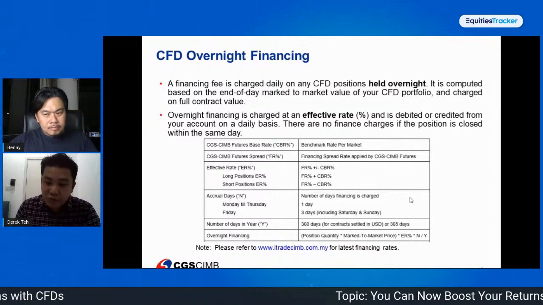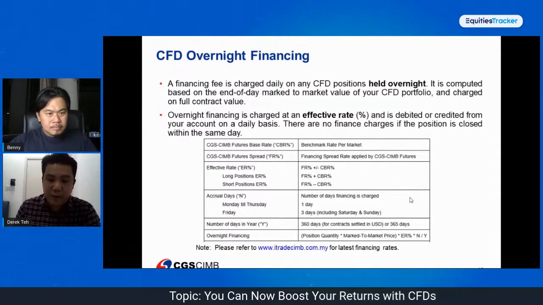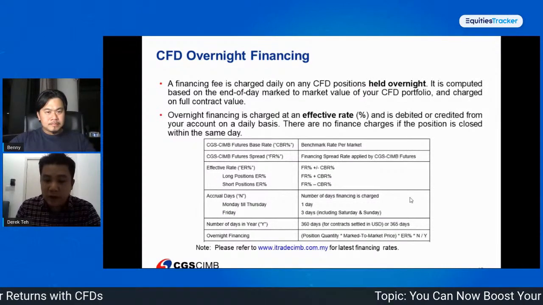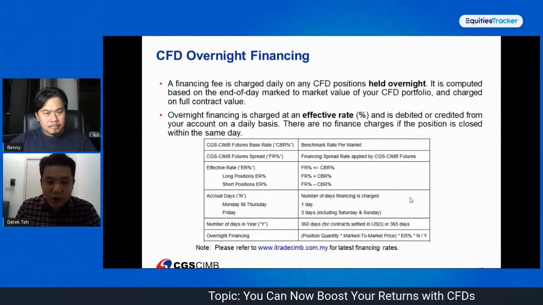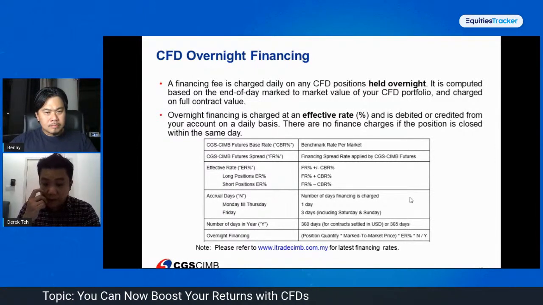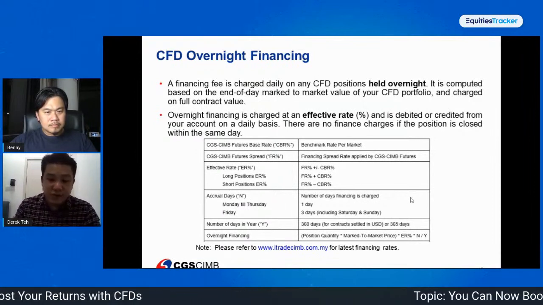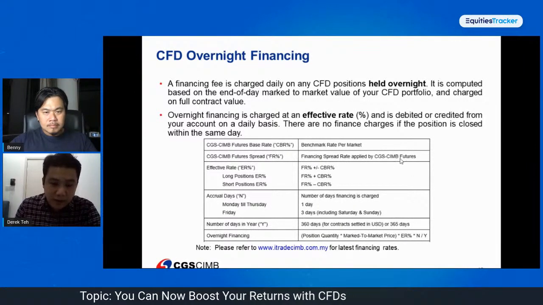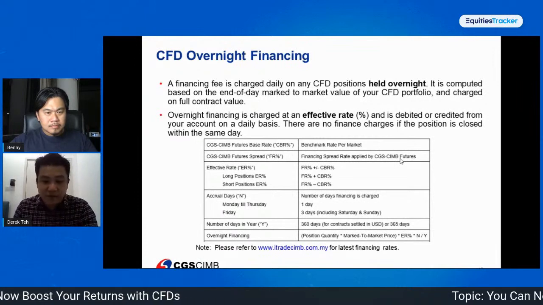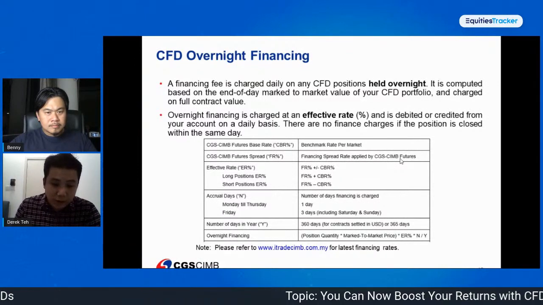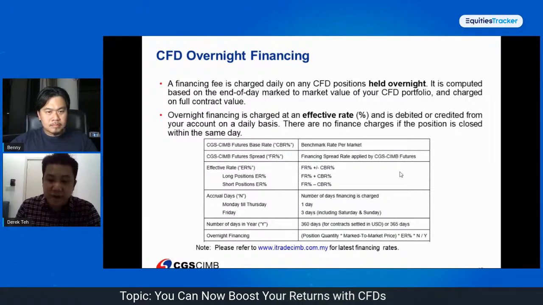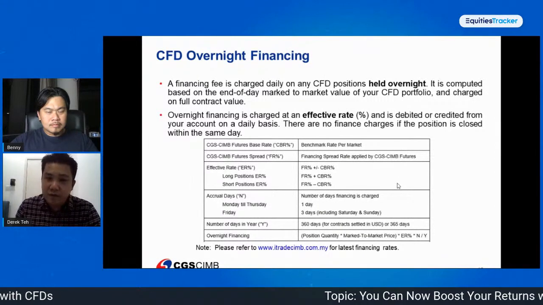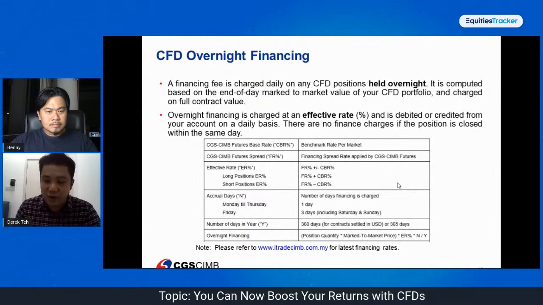CGS-CIMB Futures base rate is the benchmark rate applicable for the respective market. Let's say for the US market, we use the 1 month LIBOR. For Singapore, we will use the 1 month SHIBOR, or 1 month HIBOR for the Hong Kong market. The CGS-CIMB Futures spread is the second part, the financing spread applied by CGS-CIMB Futures. The effective rate of financing fee is the financing spread plus the base rate for a long position, or the financing spread minus the base rate for a short position.